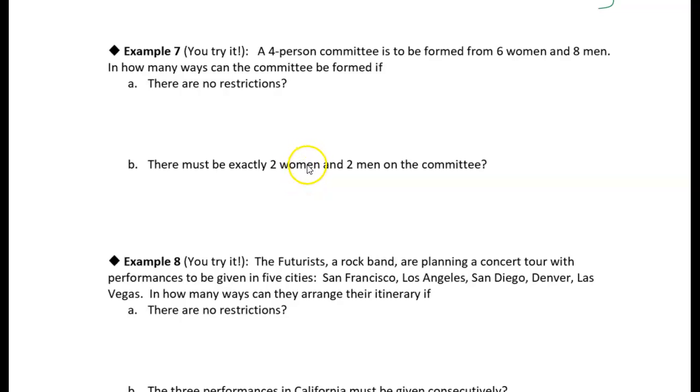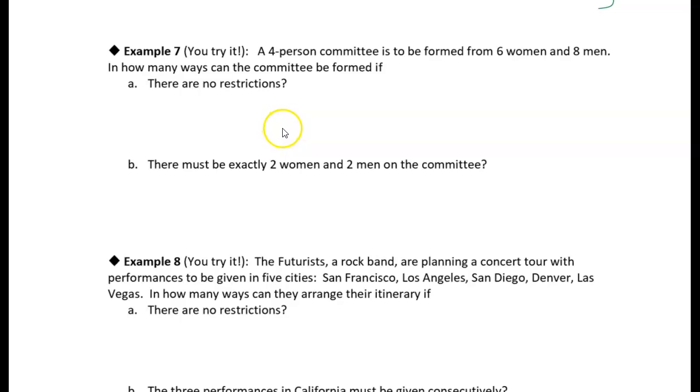All right, in this example, a 4-person committee is to be formed from 6 women and 8 men. In how many ways can the committee be formed if A, there are no restrictions? Okay, let's deal with A first. All right, it's a 4-person committee. Anytime you see committee, order doesn't matter.